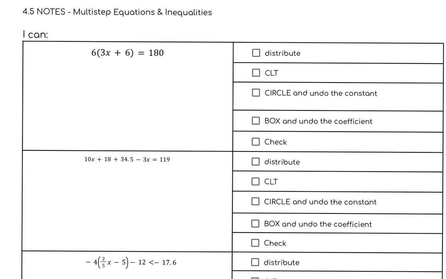So far, we have talked about solving equations and inequalities and simplifying expressions. So the next layer is to kind of smash those two things together. And it's called multi-step equations and inequalities.